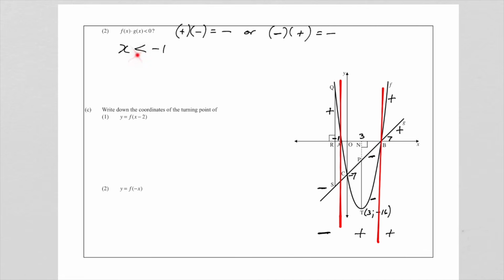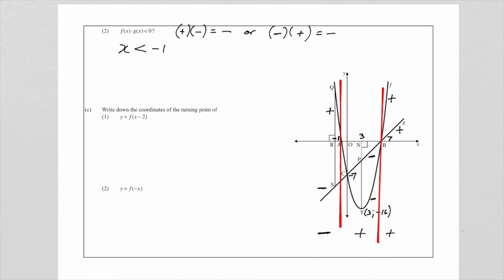I want you to take note that we're not going to include the equal sign here, because the equal was not part of the question. We only wanted to know where the product is less than 0. That means negative. We don't want the product to be equal to 0. That was not part of this question. So with that, we are finished with this inequality.